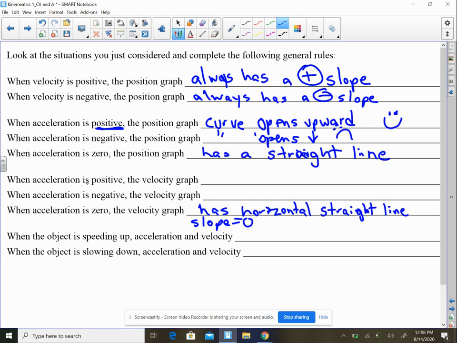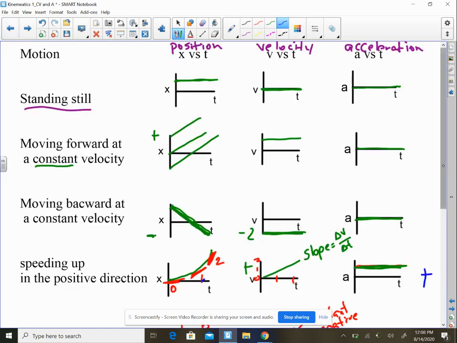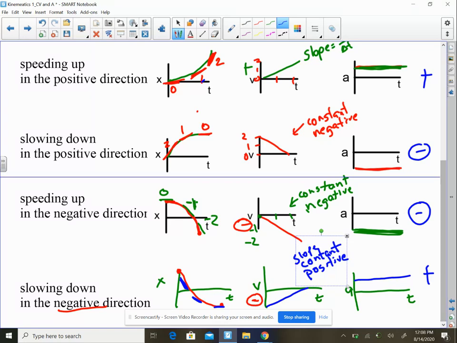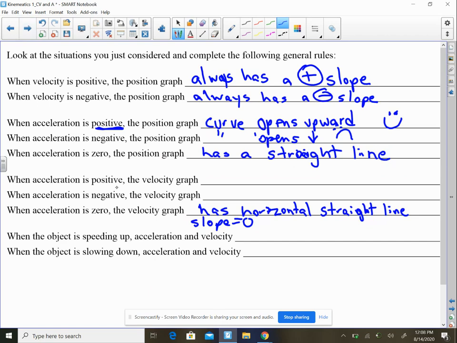If we look for positive acceleration, let's look at our two graphs with positive acceleration. Tell me what you notice on the velocity graph. If you have a positive acceleration, the velocity graph has a slope that is positive. If you have negative acceleration, the velocity graph has a slope that is negative. So those are patterns that you're looking for.